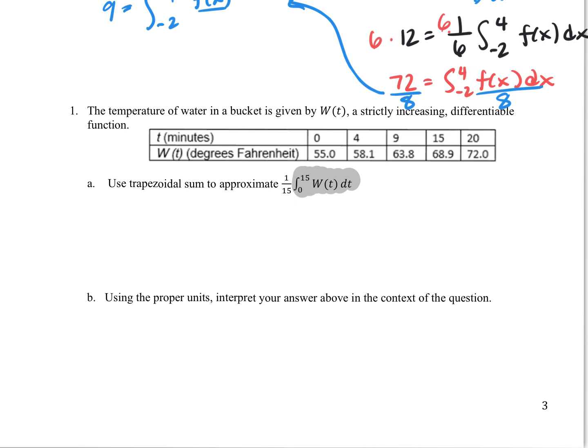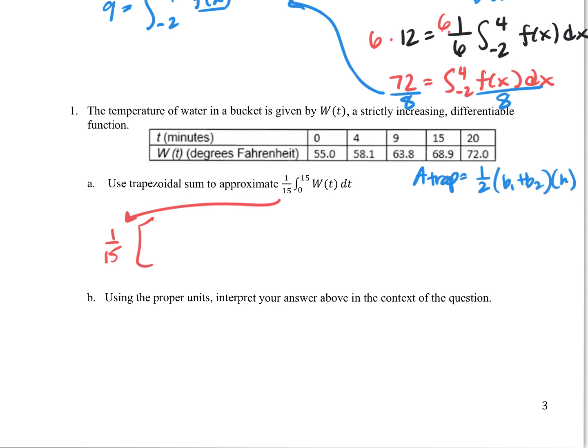So let's just practice trapezoidal one more time. Then we'll deal with the 1/15. That 1/15 is just really chilling out front. Anyone remember trapezoidal rule? Exactly. Area of a trapezoid is 1/2 bases times the height. Area of a trapezoid is just like a triangle. You know 1/2 base times height is a triangle, so 1/2 bases times the height is a trapezoid.